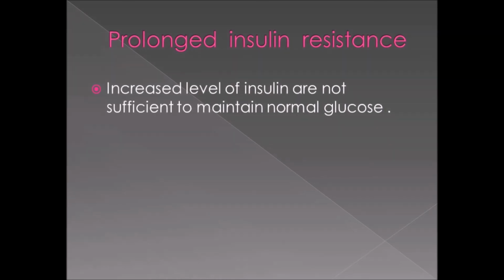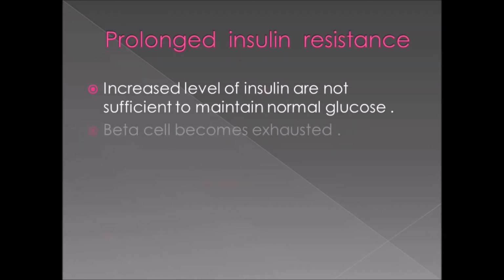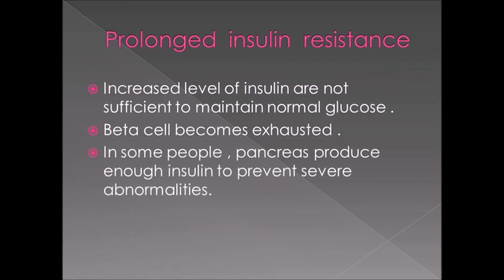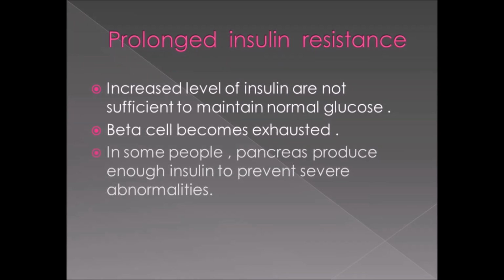With prolonged and severe insulin resistance, even the increased levels of insulin are not sufficient to maintain normal glucose regulation. In some people, however, the pancreas gradually becomes exhausted from secreting large amounts of insulin, and apparently some other people produce enough insulin to prevent severe abnormalities of glucose metabolism.